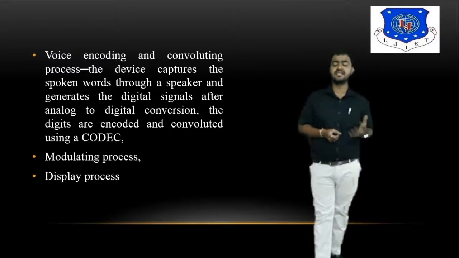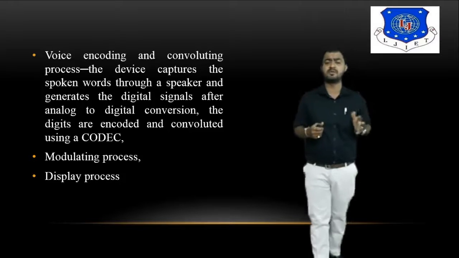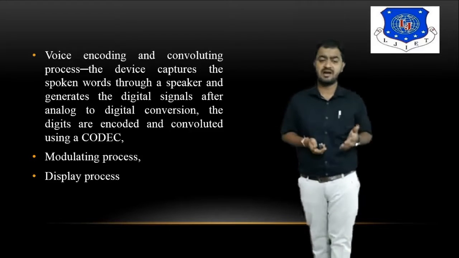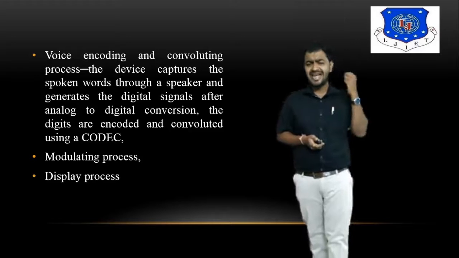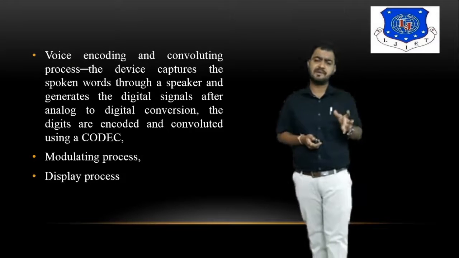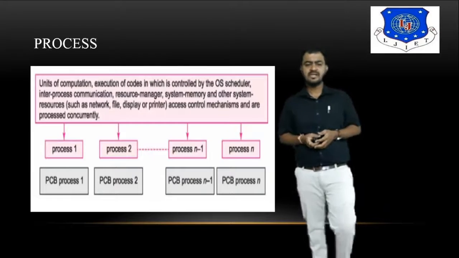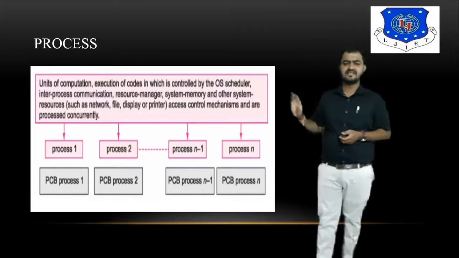And modeling processing, display processing. So these are the basic examples. Right now I'm talking about multiple processes in a smartphone. You can take any example if you're talking about multiple processes. Now what is a process? We can understand with a simple diagram.